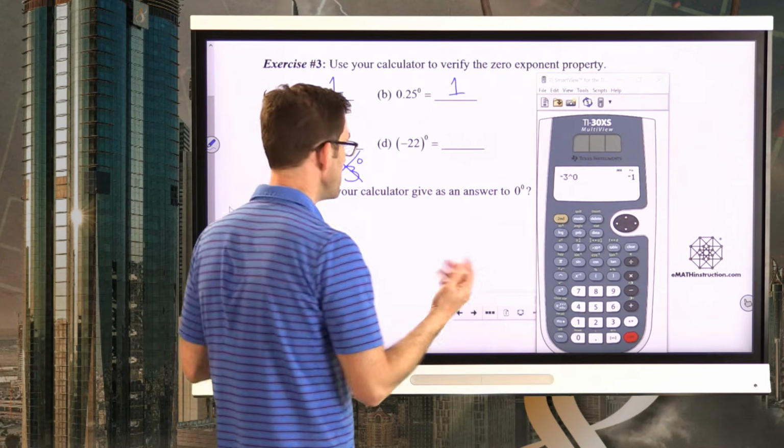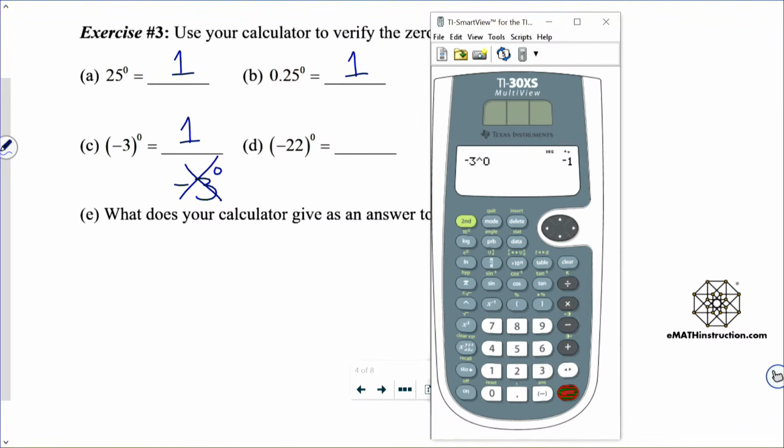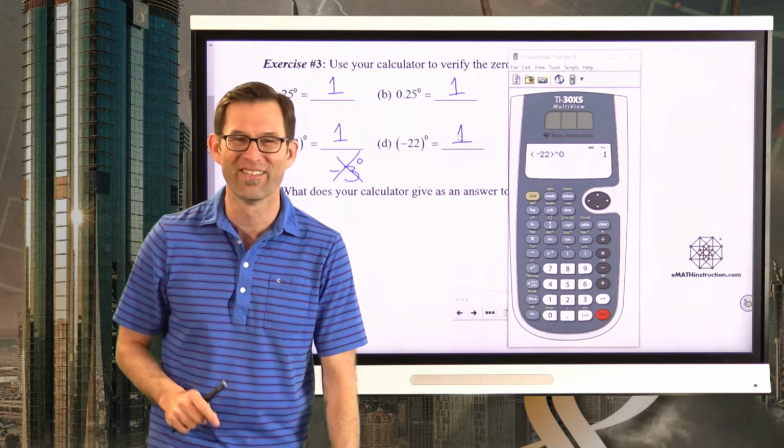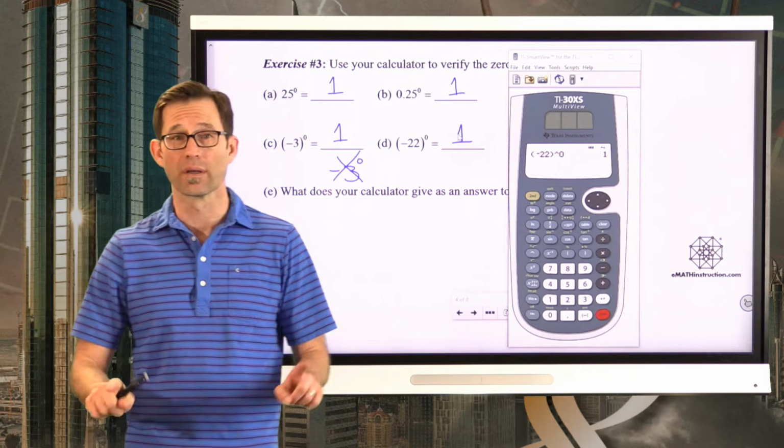All right, and let's do the negative 22, right? That's, again, simple enough. I'll do negative 22 raised to the 0, and there it is. And it's equal to 1. It starts to get boring after a while, right? I mean, I can be like 1 million raised to the 0. Look, it's equal to 1.